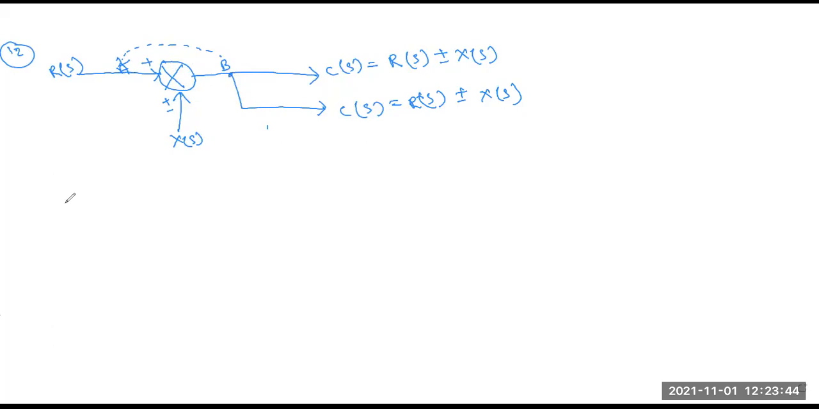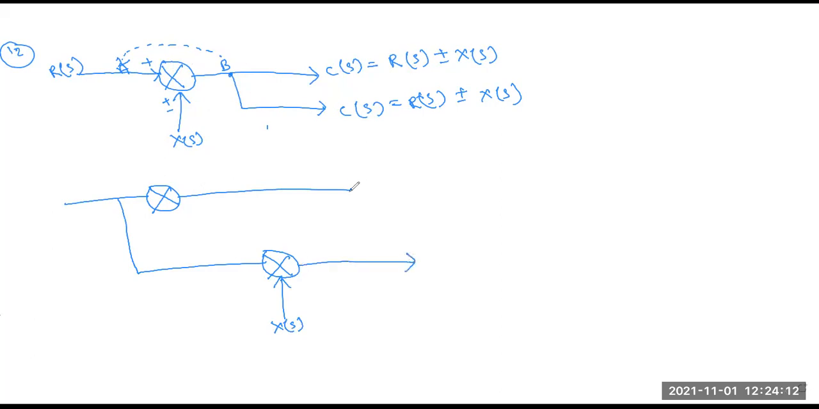So when you have to change, that means a summing point. This is the first one. Then another summing point we have to attach for the second operation. Okay. This is X(s). Then finally output from here and another output from here.